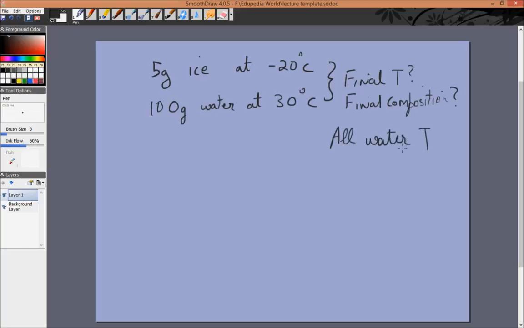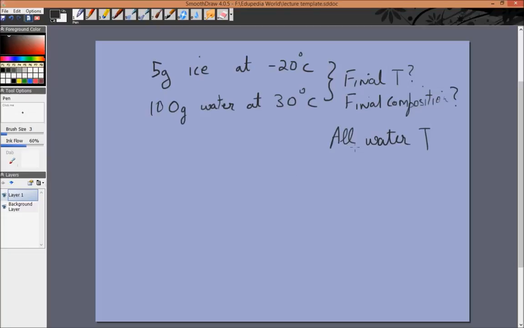at temperature T. And if it doesn't work out, if for example T comes out to be either greater than 30 or less than 0, we know we've done something wrong. And then we assume all ice. And then we assume a mixture, a combination of ice plus water. In that case, we know T is 0. Then we'll have to guess that X would be ice and 105 minus X would be water.